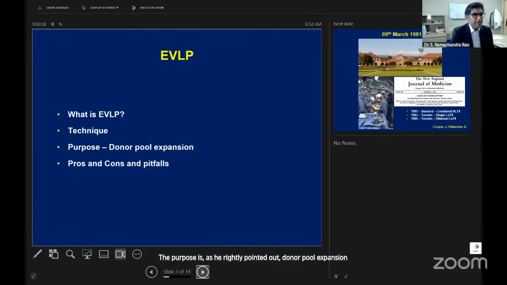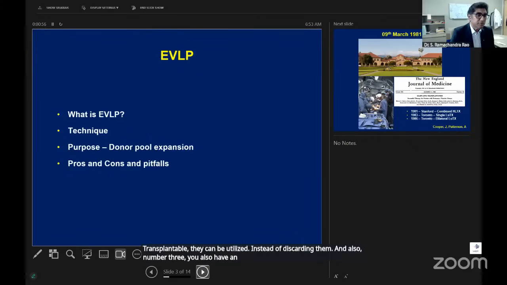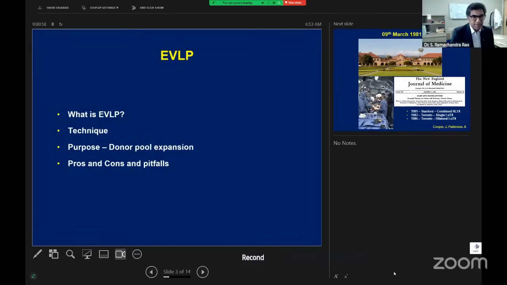In addition to that, you not only have an opportunity to investigate the lung health, number one. Number two, also to investigate whether these lungs are transplantable, they can be utilized instead of discarding them. And also, number three, you also have an opportunity to recondition the lungs like he described.